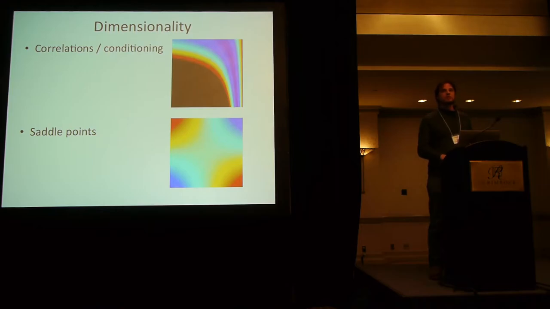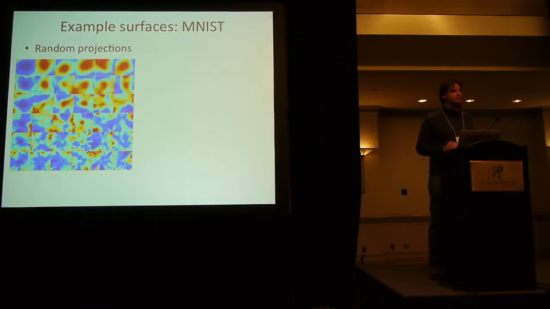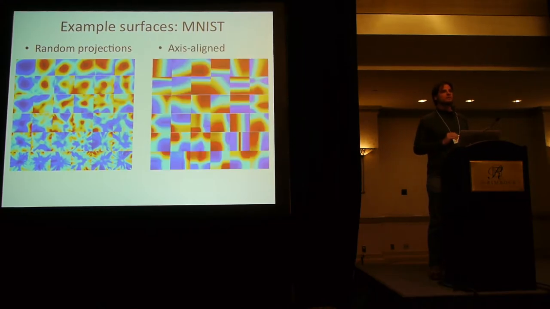For example, one of the inspirations for some of these shapes is this little study we did on MNIST. You've seen lots of visualizations of MNIST. This is taking a simple two-layer network, training it just for one epoch, so it's not at convergence, and then doing random two-dimensional projections and plotting how the loss surface looks in any of these random projections. So you get all kinds of interesting shapes. If you now just take two random weights, you get some very different kinds of loss surfaces. And we would like to capture all these kinds of things, hopefully in higher dimensions.